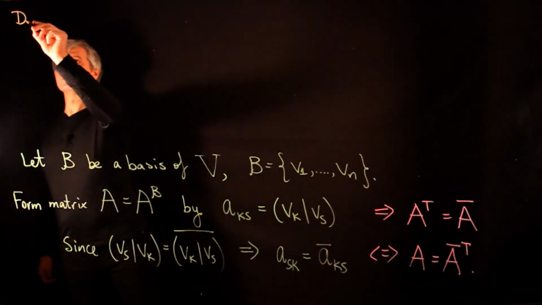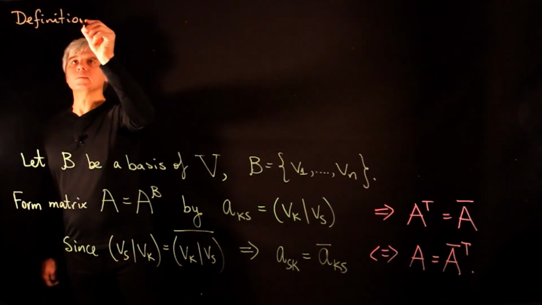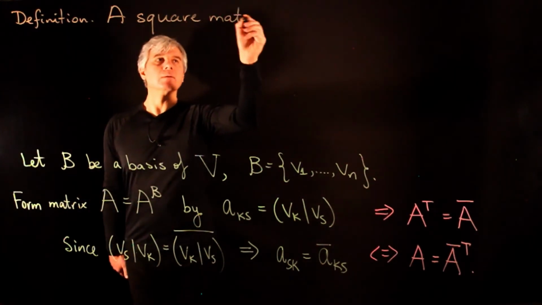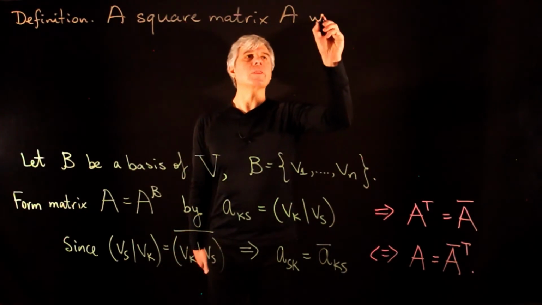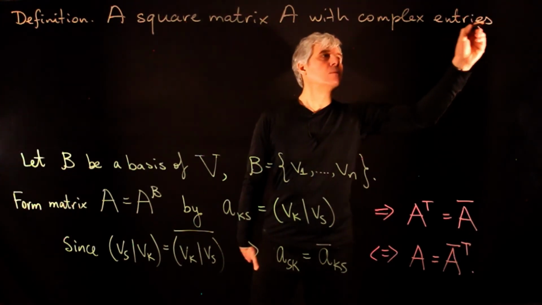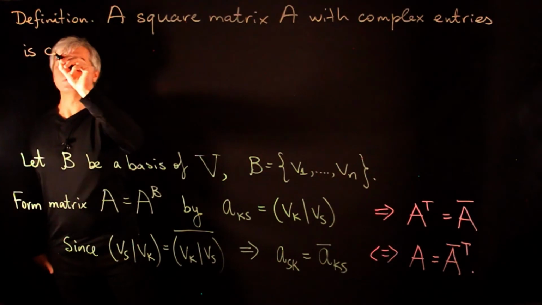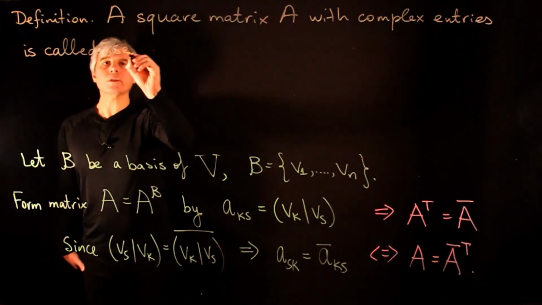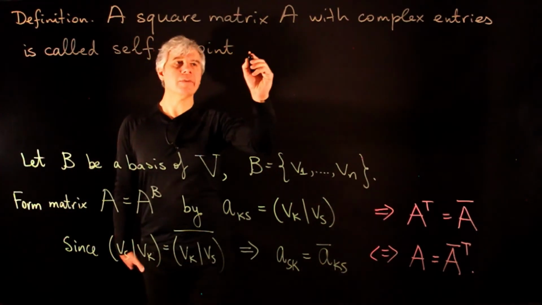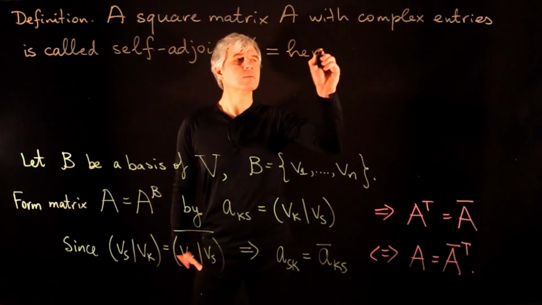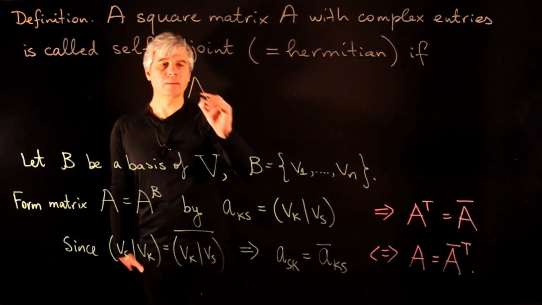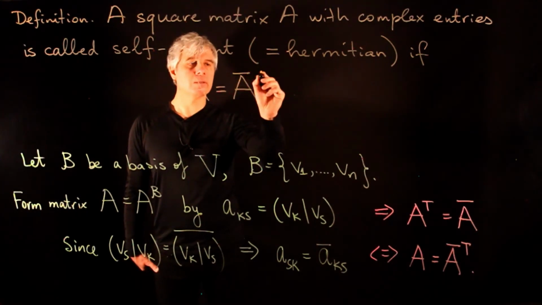We give a definition. A square matrix A with complex entries is called self-adjoint, and another term used is Hermitian, if A is equal to A bar transpose.